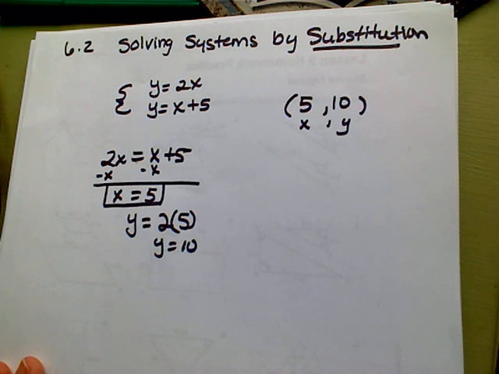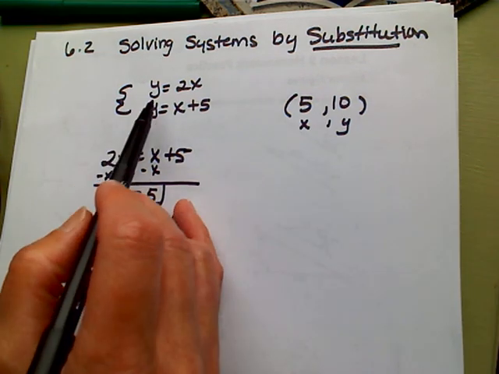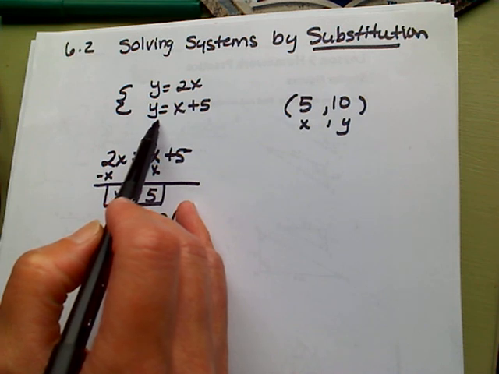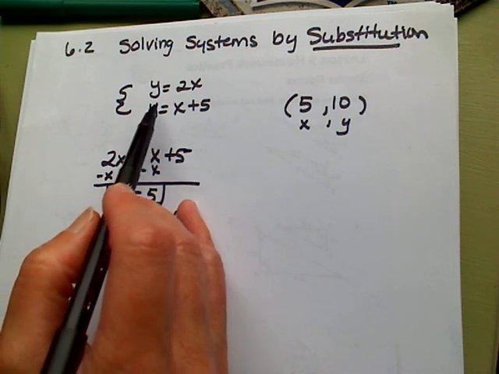So there you have it. I'm claiming that that's my solution, that's my ordered pair. You have to have both x and y. I can also go back and check it. Remember when we said you can check your work by making sure that both equations are true.